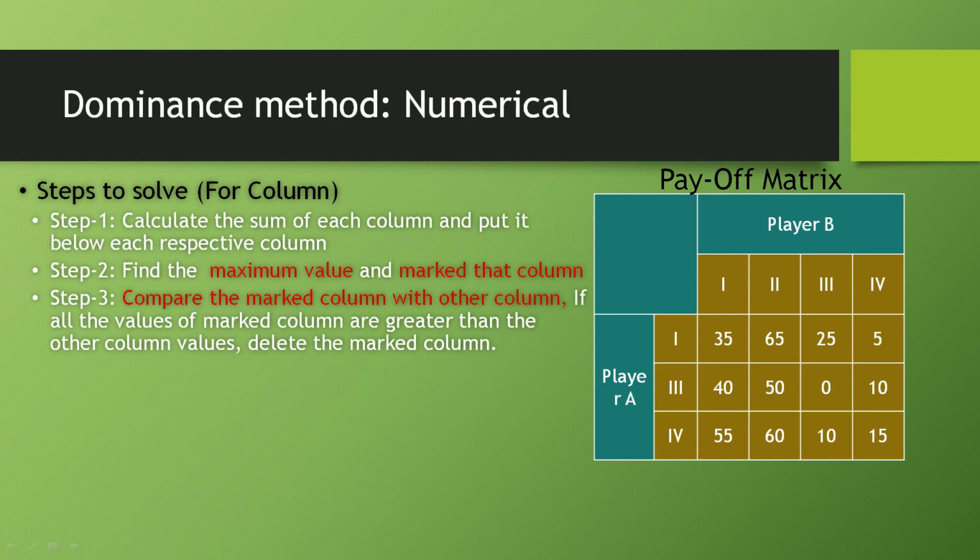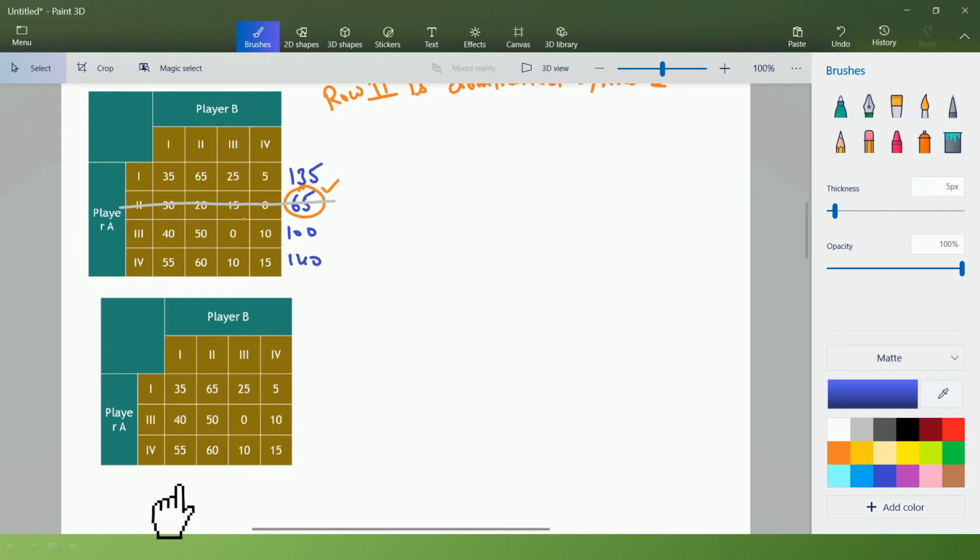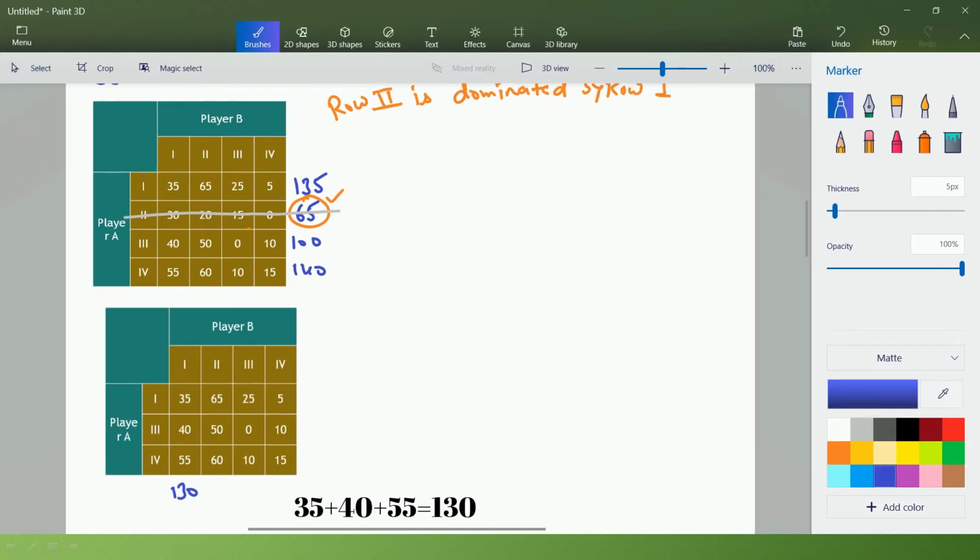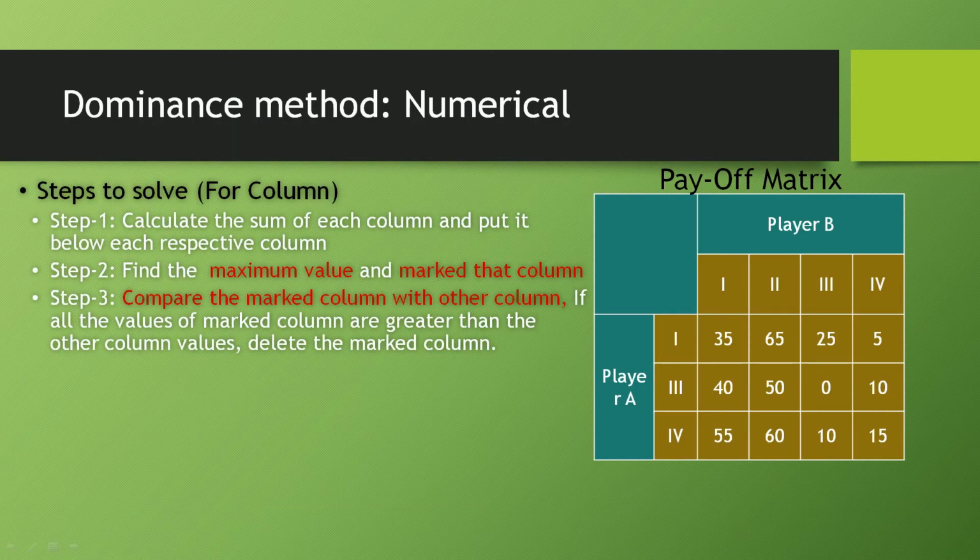Now what we have done for the rows, we will do for the columns. There is a slight difference while doing the columns. Step 1 is to calculate the sum of each column and put it below the respective column. The sums of these elements are 130, 175, 35, 30. Step 2 is to find the maximum value. In the row, we found the minimum value, but in the column, we will find the maximum value and mark that particular column.